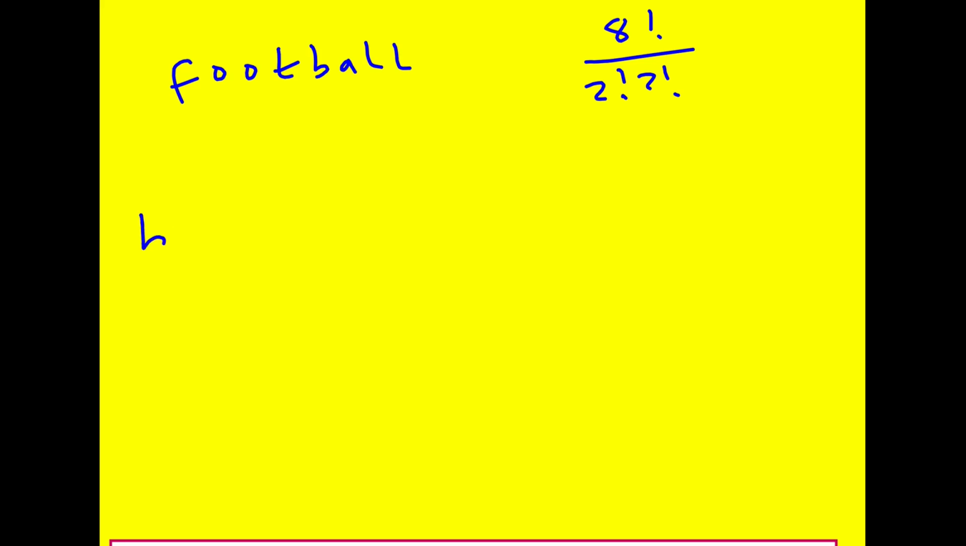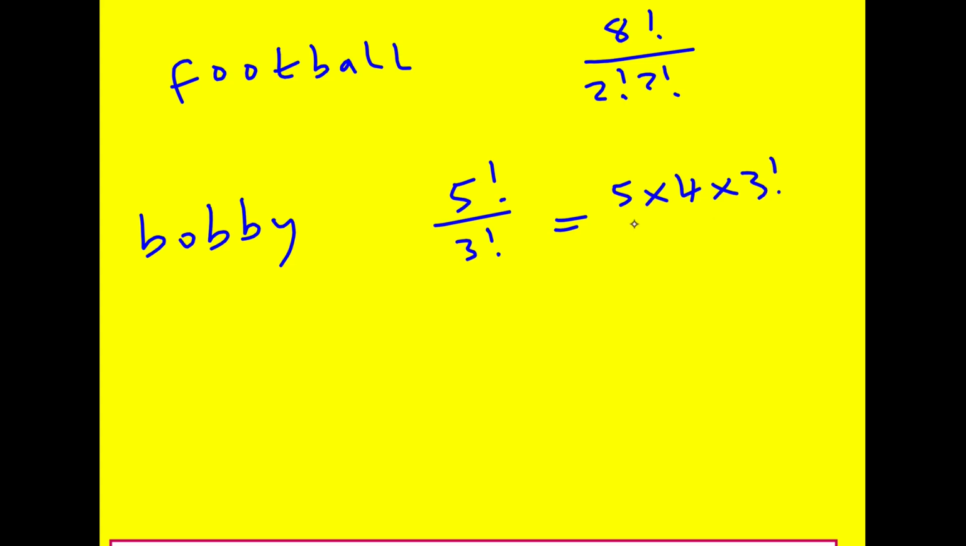Oh, what about Bobby? How many different ways of permutating the name Bobby? Right, well, this is going to be 5 factorial divided by 3 factorial. And now you can do a really nice simplification because you can write this as 5 times 4 times 3 factorial. And then you see that actually these just cancel very quickly. We get to 20.